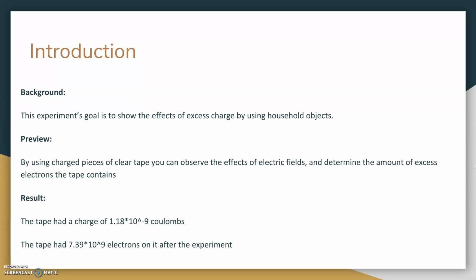And from using these tapes with excessive electrons, and by measuring the distance that they were pushing on each other, I was able to find the amount of electrons that were on each tape. So the results of the experiment that I found were the tape had a charge of 1.18 times 10 to the negative 9th coulombs, and the tape had 7.39 times 10 to the 9th electrons on it after the experiment.